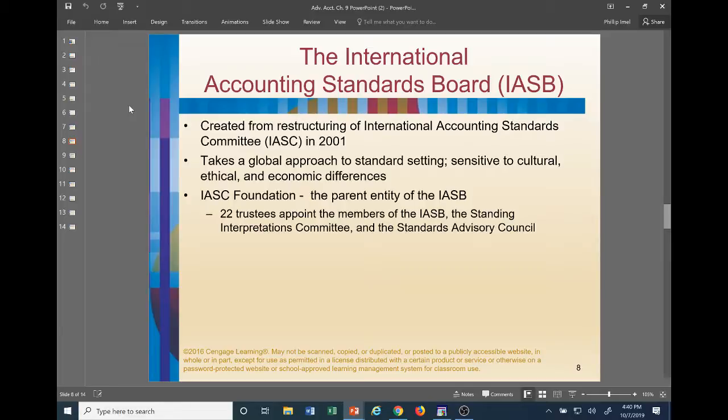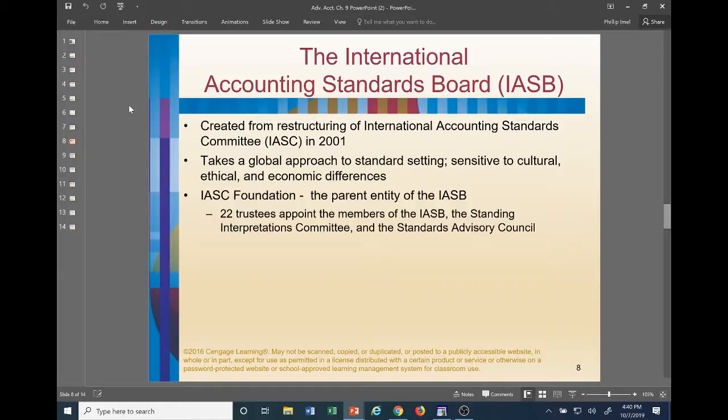Now, the International Accounting Standards Board. Standard setting on a worldwide scale represents a monumental task, and the leaders of this movement must be sensitive to the variety of cultural, ethical, and economic differences that exist among different countries. This approach to the harmonization of accounting standards is the dominant approach, and the major forces behind the efforts have been the International Accounting Standards Board and also the International Federation of Accountants, known as the IFAC.